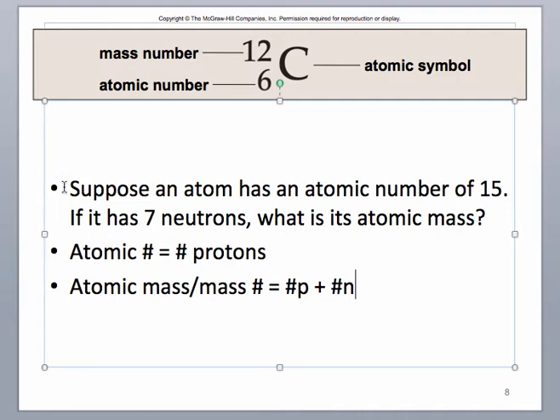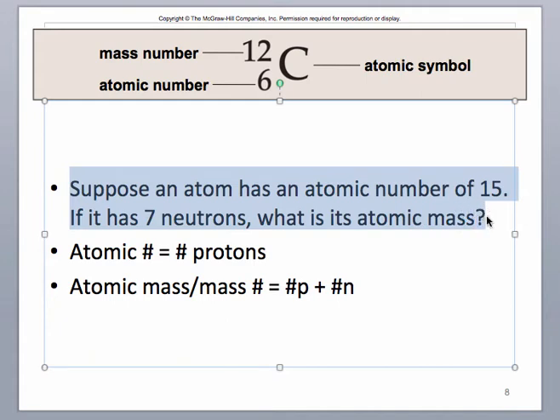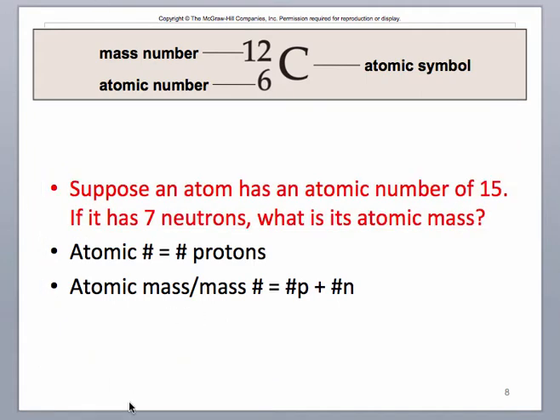So looking at this example, suppose an atom has an atomic number of 15, and if it has 7 neutrons, what is its atomic mass? It's kind of a strange element here if it really existed. So the atomic number is 15, which means it has 15 protons. So then what would its atomic mass be?